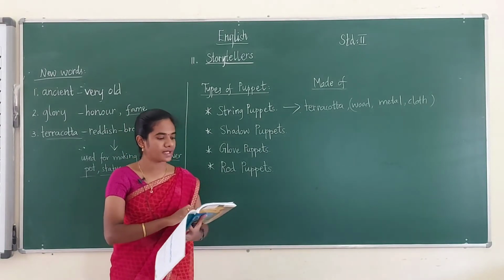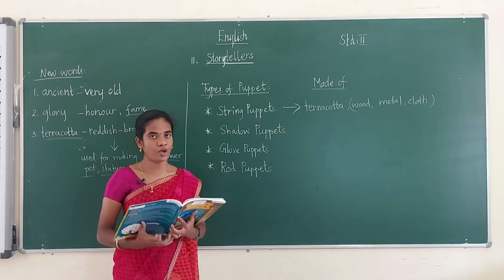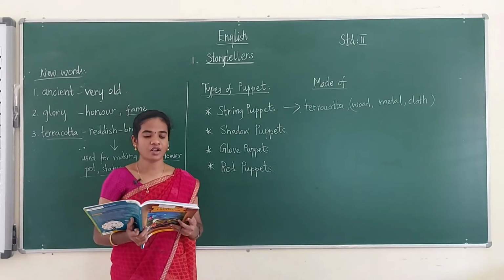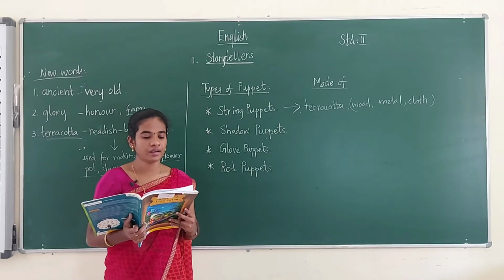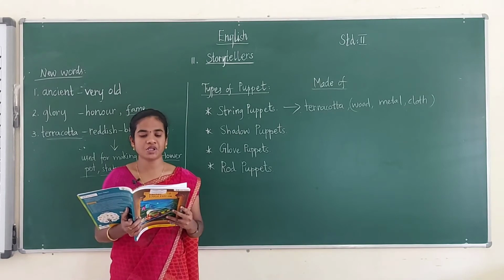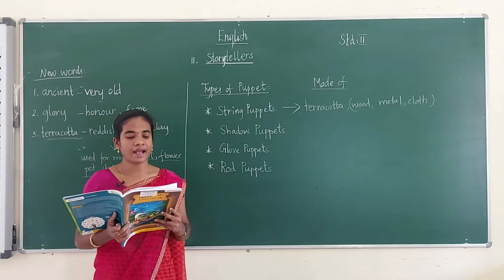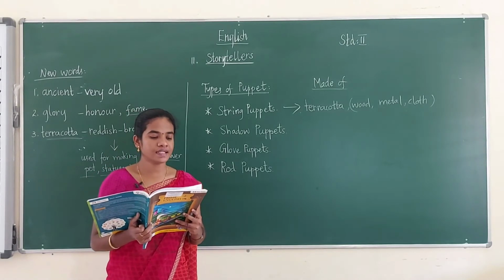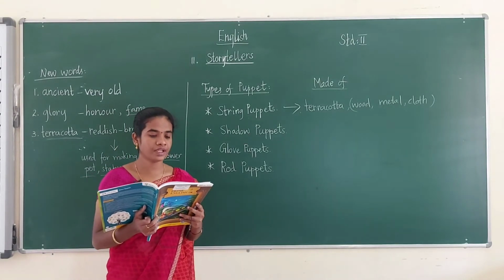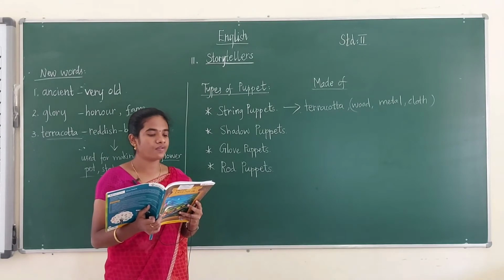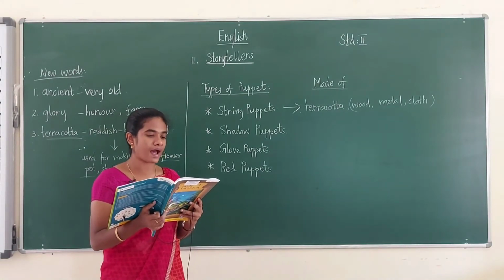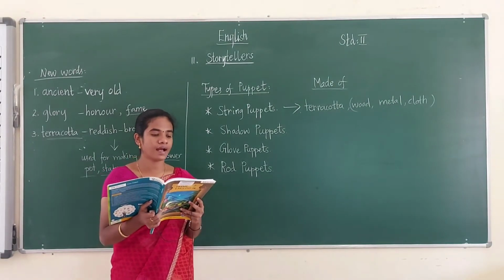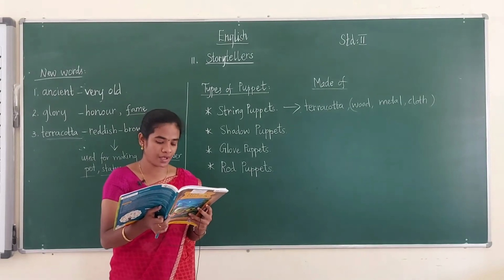Let's move on to the next puppet, the shadow puppet. We are shadow puppets. We are made of leather. You will find us in different shapes. We stand against the light to form shadows. Have you seen us perform? We look lively. We are found in Odisha, Kerala, Andhra Pradesh, Karnataka, Maharashtra and Tamil Nadu.